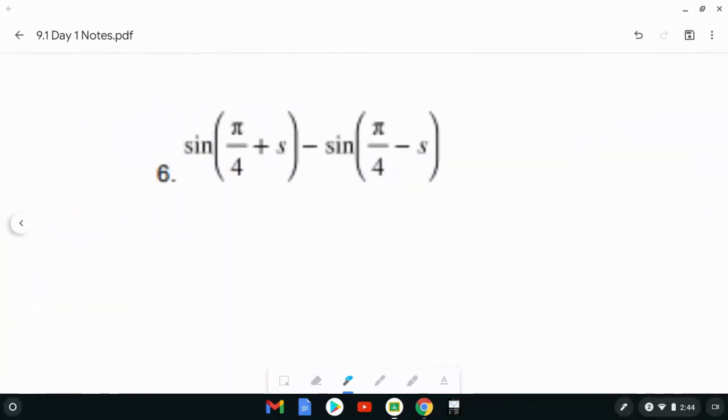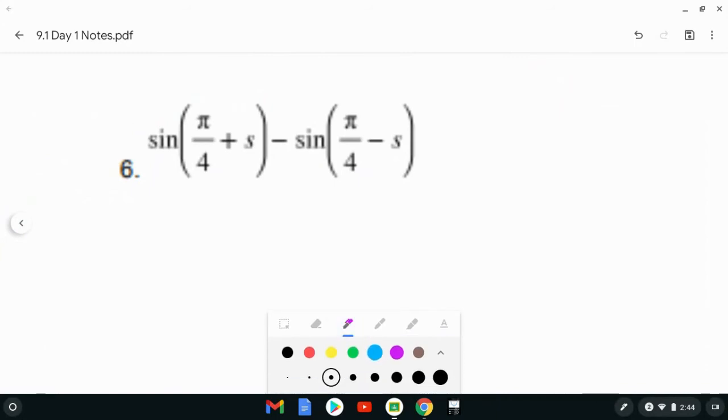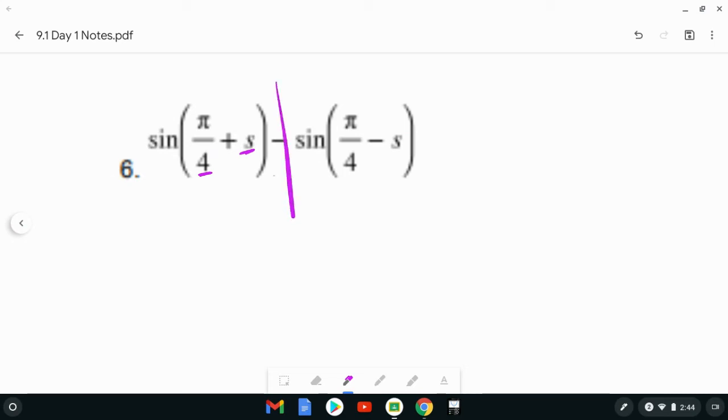For number 6, we take a look here. Again, it's going to be a little bit similar because we have a nice angle in here, but it's being added with a variable that you cannot find the value of to add together. We're going to go ahead and split this. So let's go ahead and we'll do this side first. So we have sine of pi over 4 times the cosine of s plus sine of s cosine of pi over 4. So that's the left side.